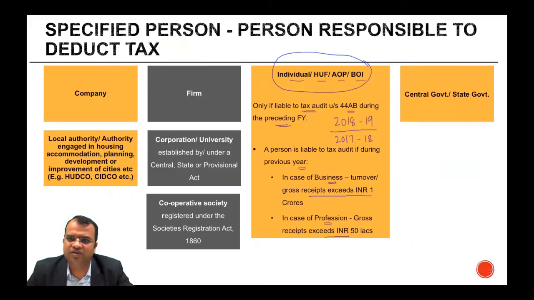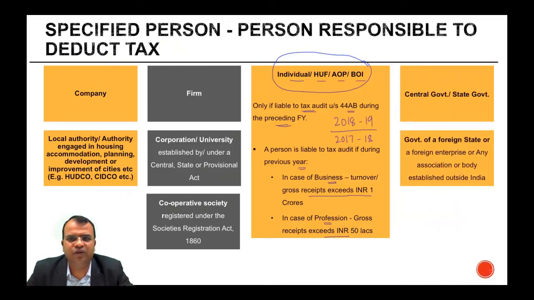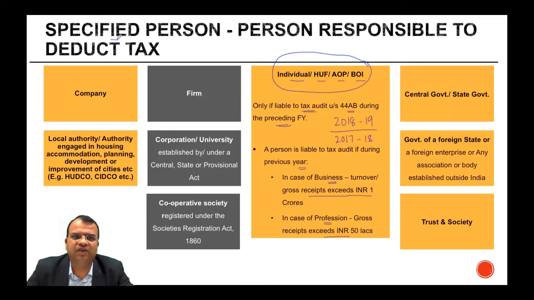Central government or state government, government of a foreign state or a foreign enterprise or any association or body established outside India, a trust or a society. So if any of these people are making the payments, they are the specified person.